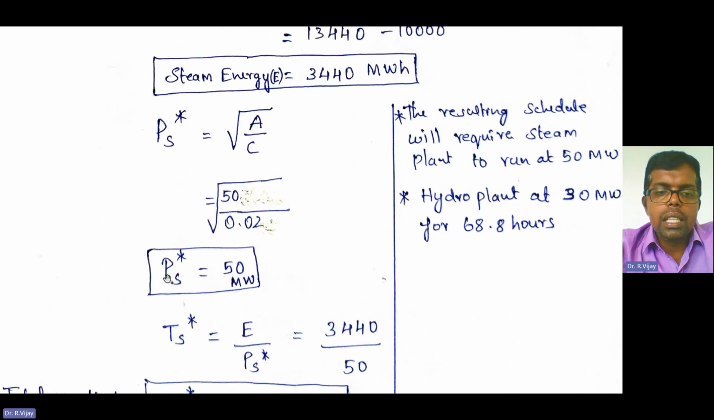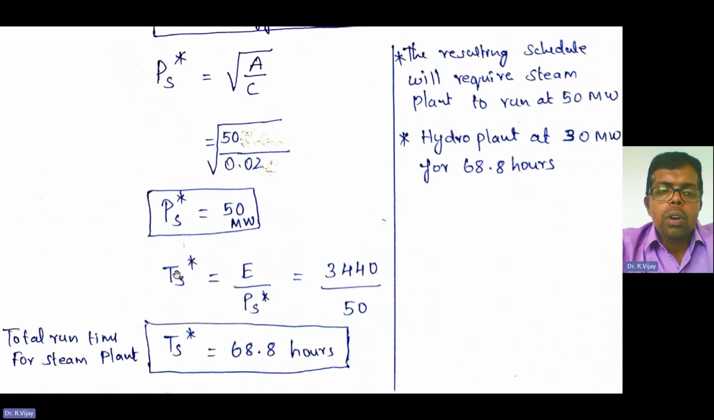So here, while simplifying, we are getting the answer as PS star is equal to 50 megawatt. That is nothing but the optimal power generated from the steam power plant alone. Now we are calculating TS star, that is whatever they asked in the problem. That is the total runtime for the steam power plant.